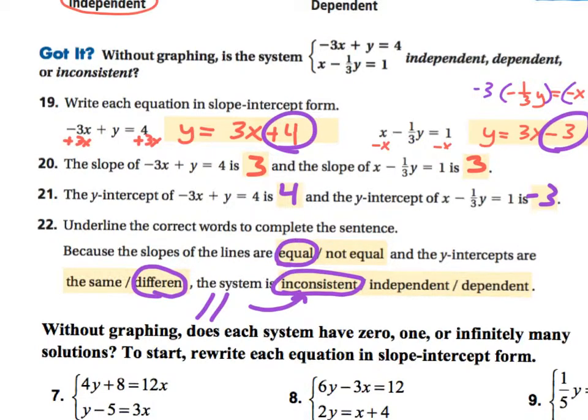Inconsistent. So what was the process that we did? Number 1, we need to figure out the slopes or put it in slope-intercept form. From that, if the slopes are the same, we just call it independent. If the slopes are different, we say independent. If the slopes are the same and b's are different, that's going to be inconsistent.